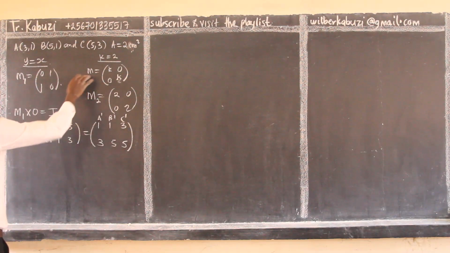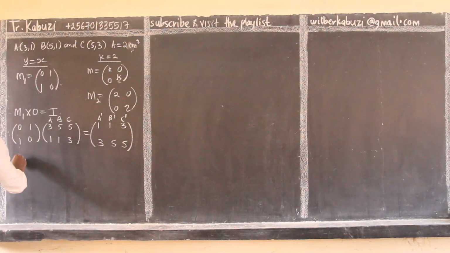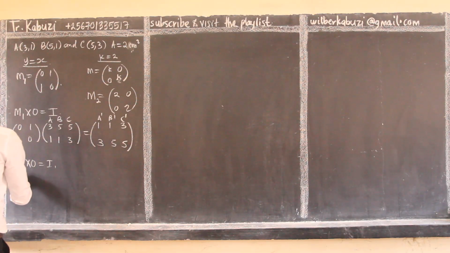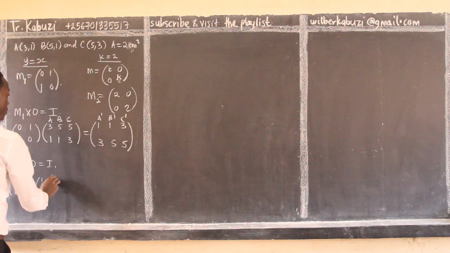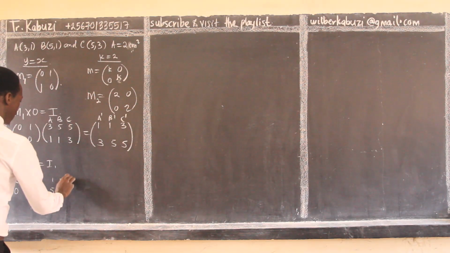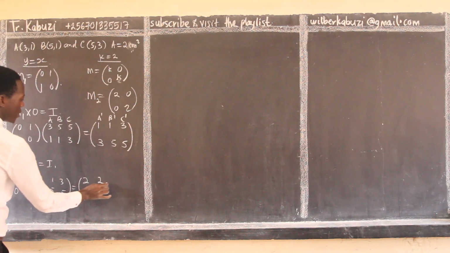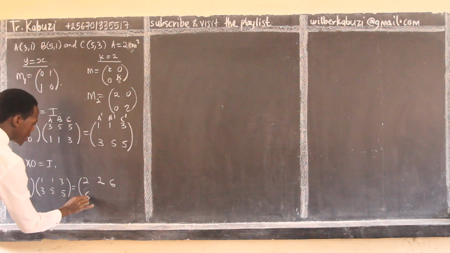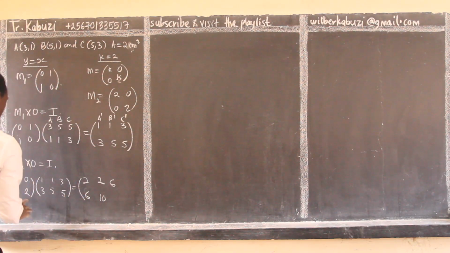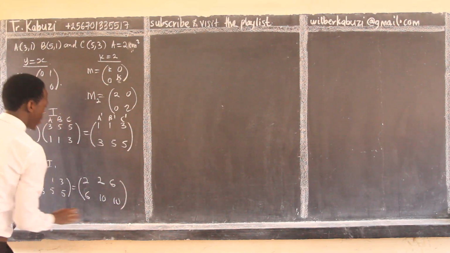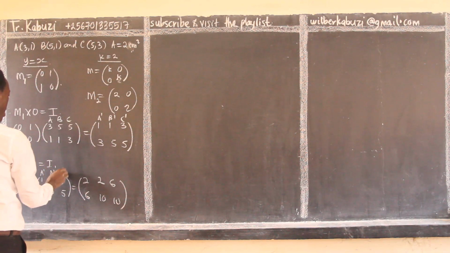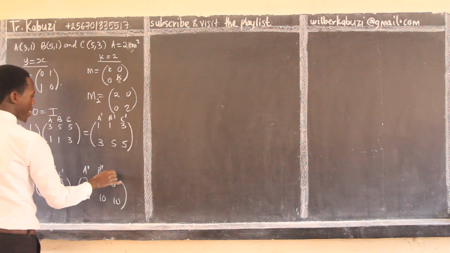Now I come to the second matrix, M2. I also need to get the image. So M2 times O equals the image. Now this one is acting as the object. So my M2, which is [2, 0; 0, 2], times now [1, 1, 3; 3, 5, 5]. This will give me 2, 2, then 6, then 0 plus 6, 6, 0 plus 10, then 0 plus still 10. Remember this was A prime, B prime, C prime. This is A double prime, B double prime, C double prime, by matrix multiplication.